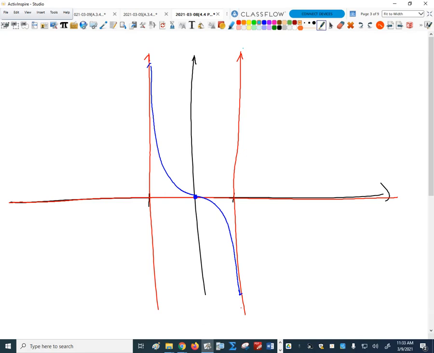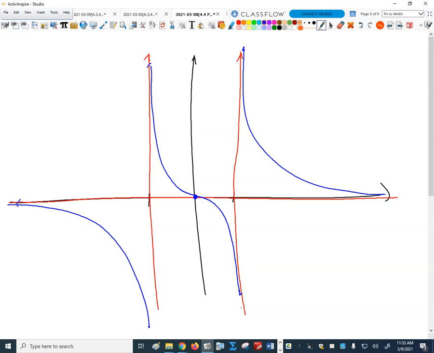Let's look at this part over here. If it's always decreasing and it has to adhere to these two asymptotes, doesn't it have to be doing that? Everybody agree? Has to, right? Okay, on the other side, if it's always negative and it's got to stick to this horizontal asymptote and that vertical one, it's got to do that, right?